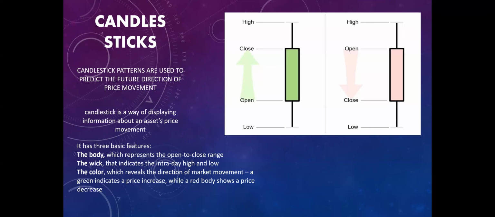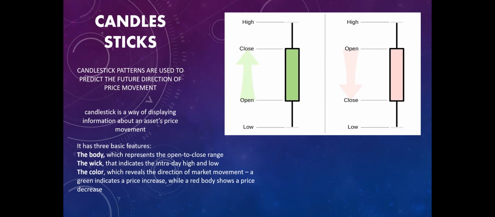All right, so for today's class, we are going to talk a little bit about candlesticks and about some patterns. We're going to start by talking about the candlesticks. As everyone knows, this is the candle. It can be a green candle or a red candle. Candlesticks are a way of displaying information about an asset's price movement. When we see green candles, that means the asset price is going up. When we see red candles, that means the asset price is going down.